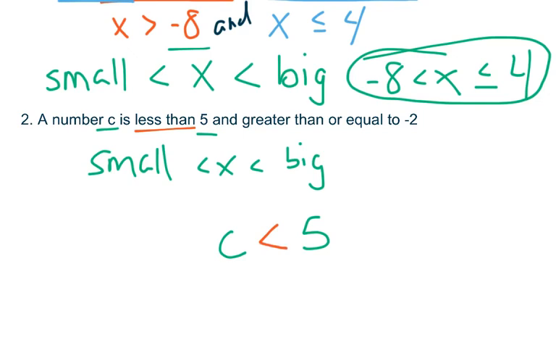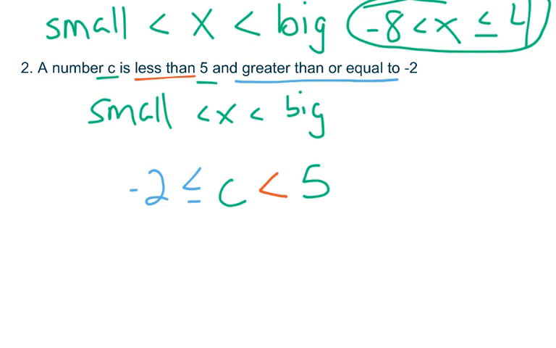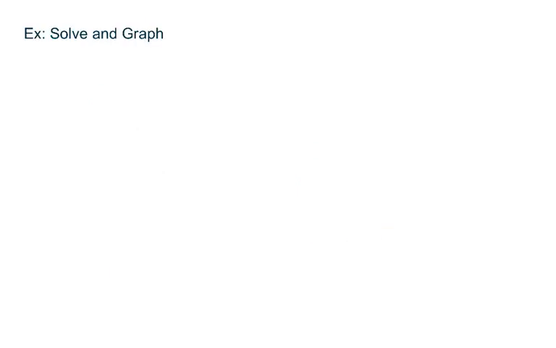And then it says and greater than or equal to -2. So the -2 is here. We'd have to read it this way: c is greater than or equal to -2. So if it's greater than or equal to, that is this way: -2 is less than or equal to c, which is less than 5. That would be the most efficient way to write that compound inequality. If you want to write it the longer way, it would be c is greater than or equal to -2 and c is less than 5.